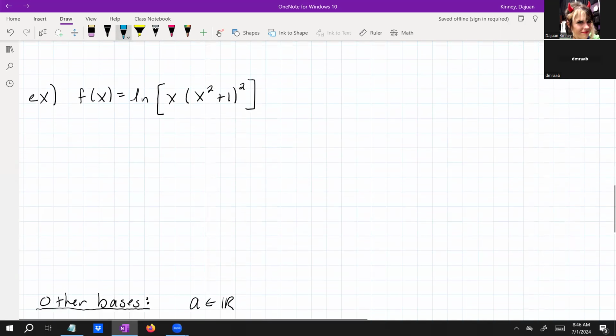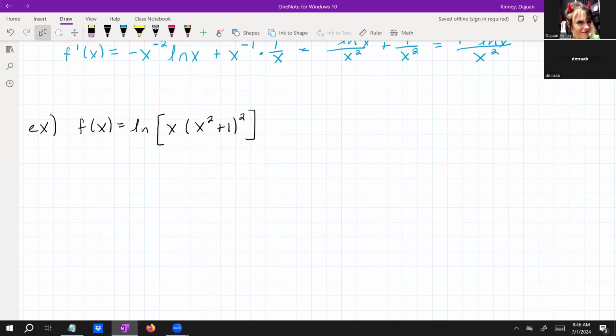All right, this last one looks terrible. I'm not gonna lie. I look at that and say, no, I don't want to do that. But we can use our rules of logs to make this easier. So the two rules we're gonna use, let me do this in pink.